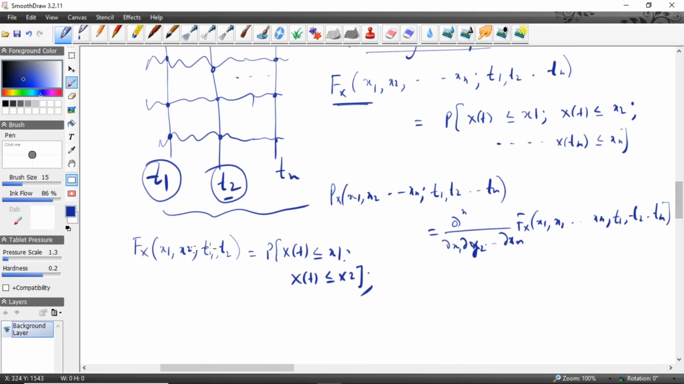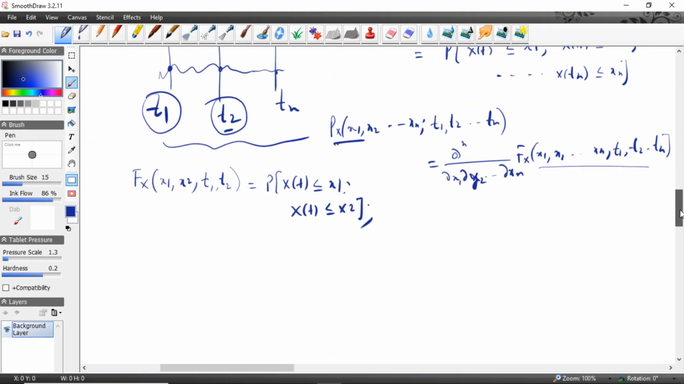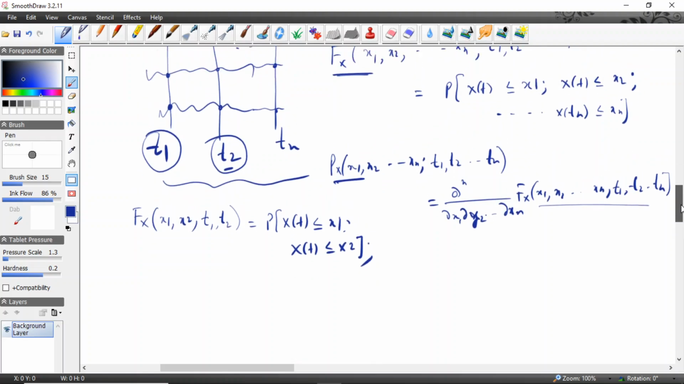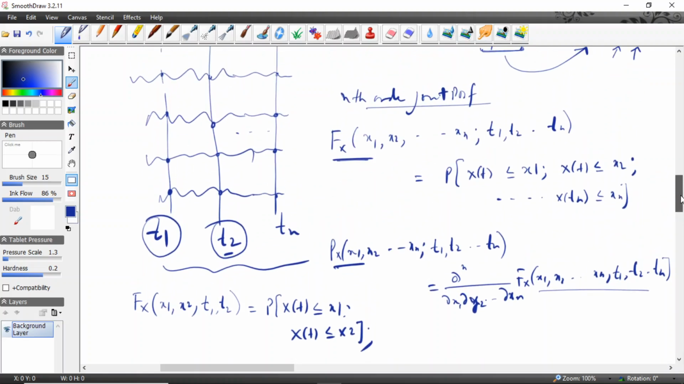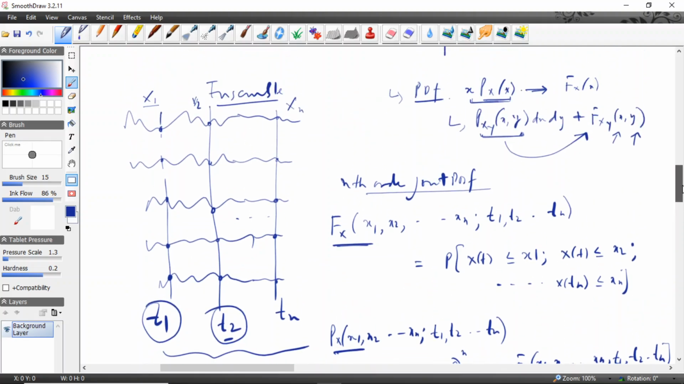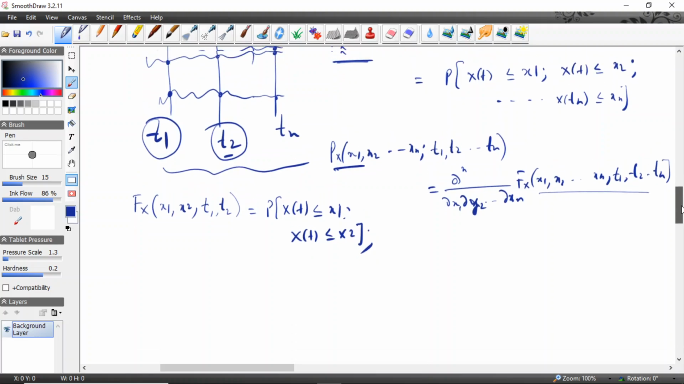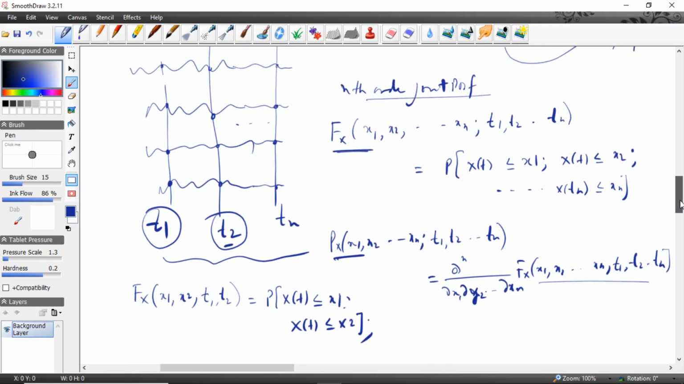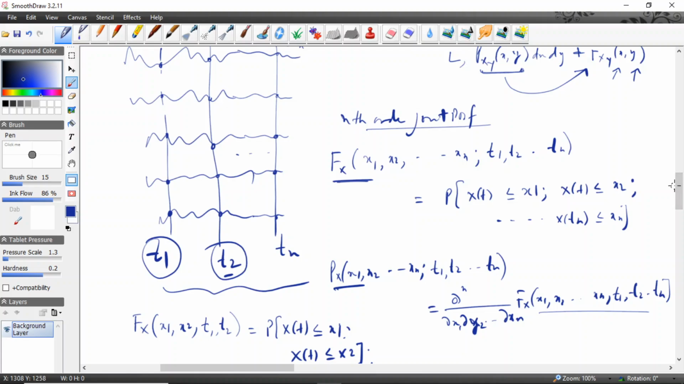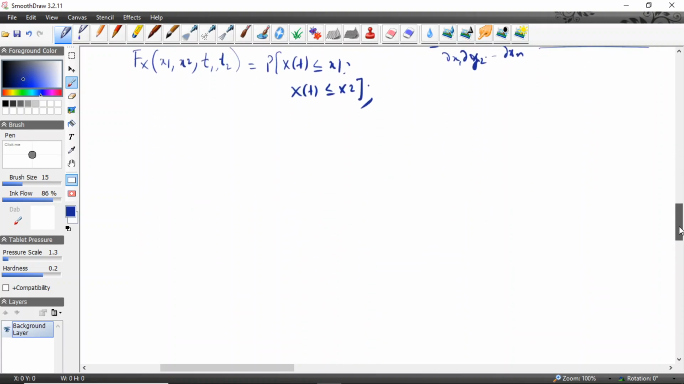Okay, and likewise you can have this joint PDF, that is d2 upon dx1 dx2 of its CDF. Okay, so if you know the joint PDF or the joint CDF of any random process, then you can fully characterize it. But generally, the two important statistical parameters that are used in measurement are the mean and the autocorrelation of the random process.